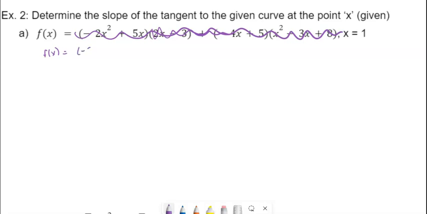So this is my function. Negative 2x squared plus 5x, x squared minus 3x plus 8. So here are my two functions. It's just a bit longer. So the first thing that I want to do is I need to find the derivative, and my given point is x equals 1.